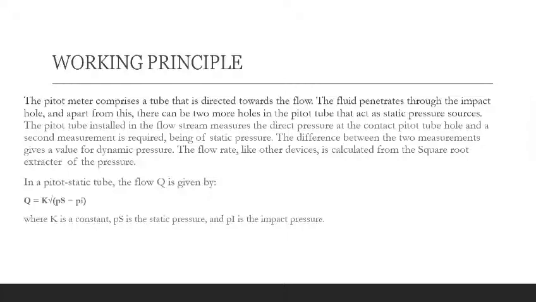In a Pitot static tube, Q is equal to K root (Ps minus Pi), where K is a constant, Ps is the static pressure, and Pi is the impact pressure.